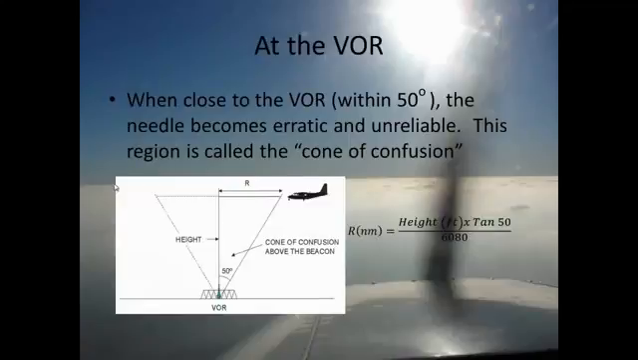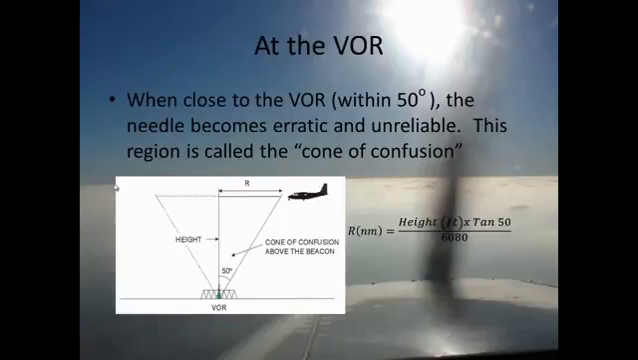Once you approach the VOR, as you can see from this diagram, I've said within 50 degrees. Just point out, incidentally, a lot of text that I've seen on the internet uses the term 40 degrees. That's incorrect. It is 50 degrees. 40 degrees tends to be things like NDBs. But VORs, what I'm about to talk about, the cone of confusion as it's called, is definitely 50 degrees for a VOR.